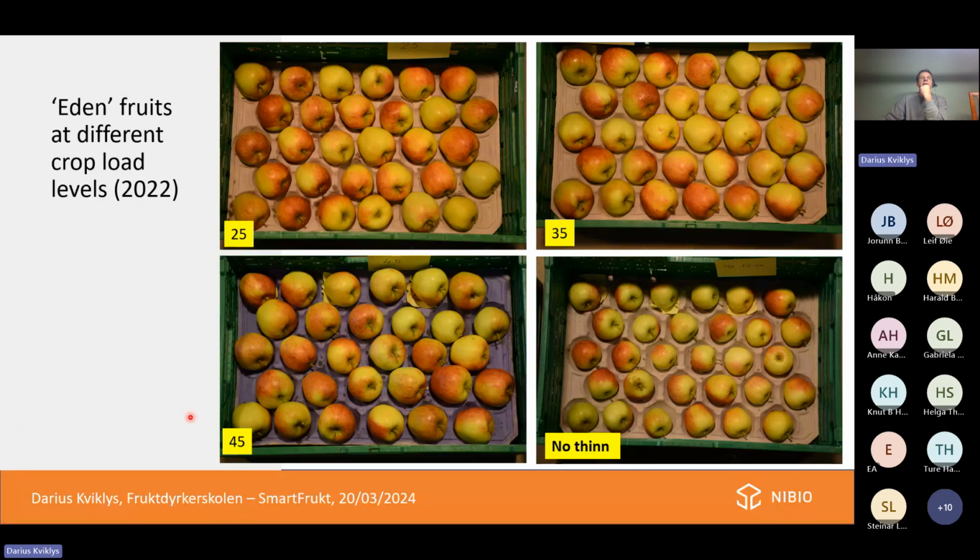There is a picture of Eden fruits. Crop load level was 25 fruits per tree at low, 35 at optimal crop load level, high, and no thin. And you can see differences, especially if you do not thin, you get very small fruits and very big variation in fruit sizes. And variation is already noticed at the high crop load level.